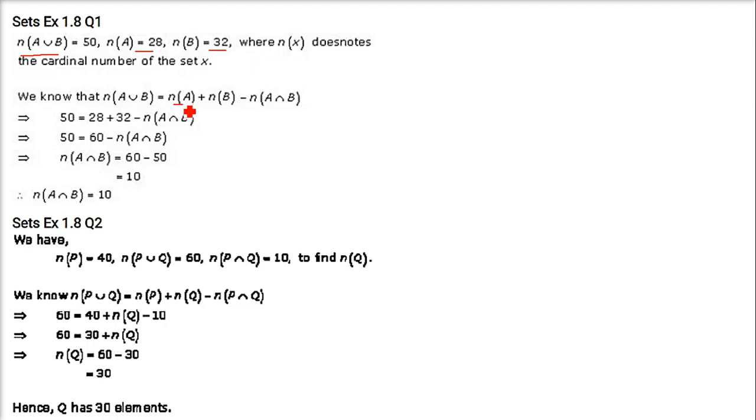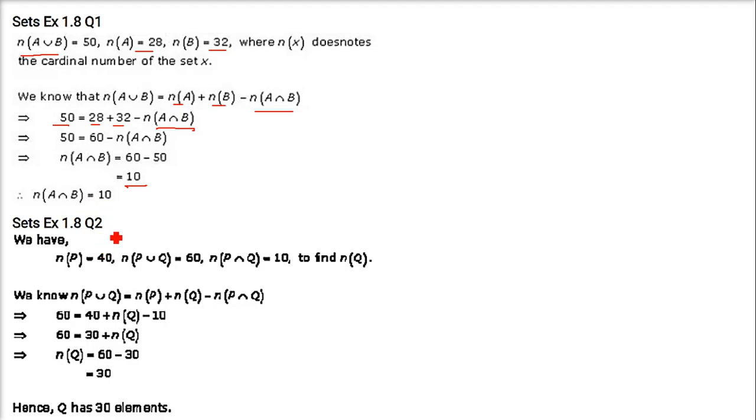So we have the direct formula: n(A union B) is equal to n(A) plus n(B) minus n(A intersection B). Here we have 50, 28, 32, all the values are given. n(A intersection B) can be found by 28 plus 32 minus 50, that is 60 minus 50, which is going to be 10. So n(A intersection B) is 10.